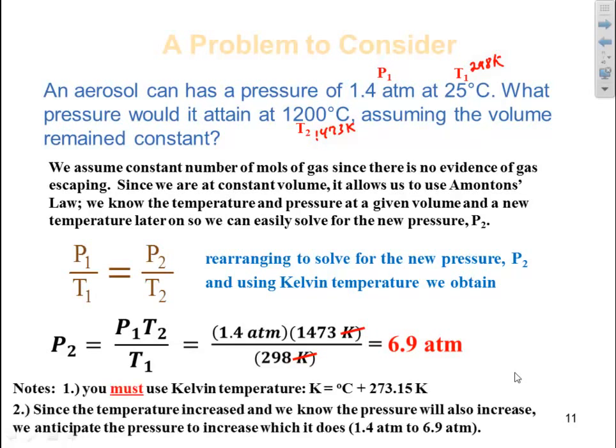A couple of notes: we must use Kelvin temperature. And we also know that since the temperature increased, the pressure will also increase because they're in a linear relationship. So we anticipate the pressure to increase, and it does. It goes from 1.4 atmospheres to 6.9 atmospheres, while the temperature increased from 25 degrees C to 1200 degrees C.